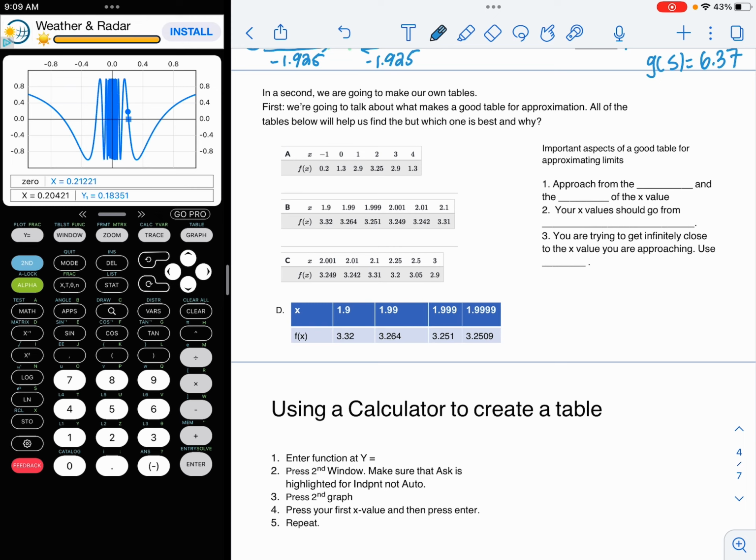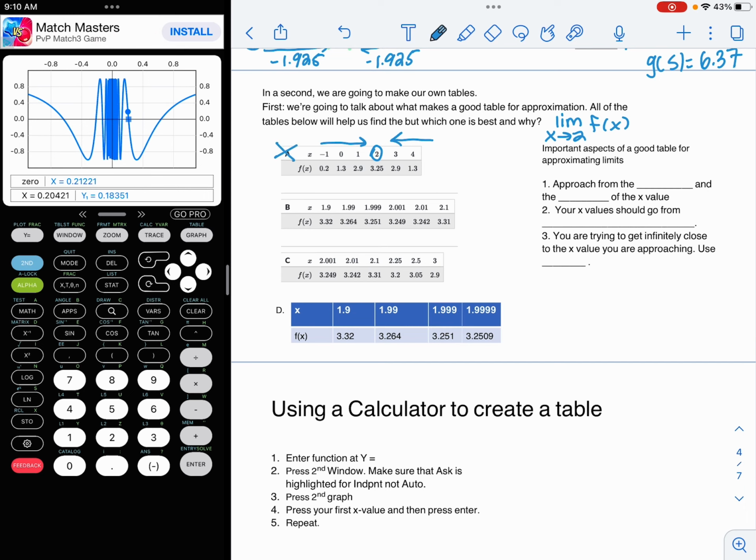For A, we are trying to find the limit as x approaches 2 of f of x. So I go here, I find 2. But there's a difference in this table than all the other ones, and there's no decimals anywhere in the x values. So yes, we are approaching 2 from the left and the right, but we're not getting infinitely close to it. We have no 1.9s or 1.99s or 2.001, etc.